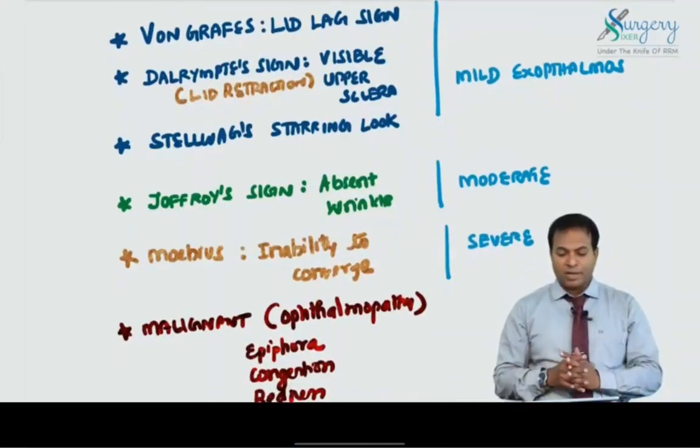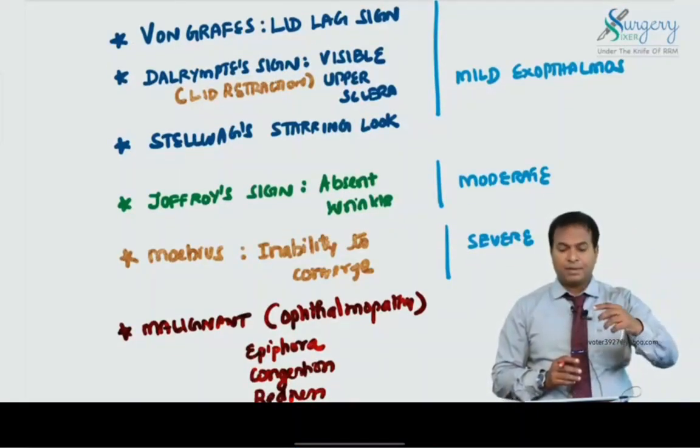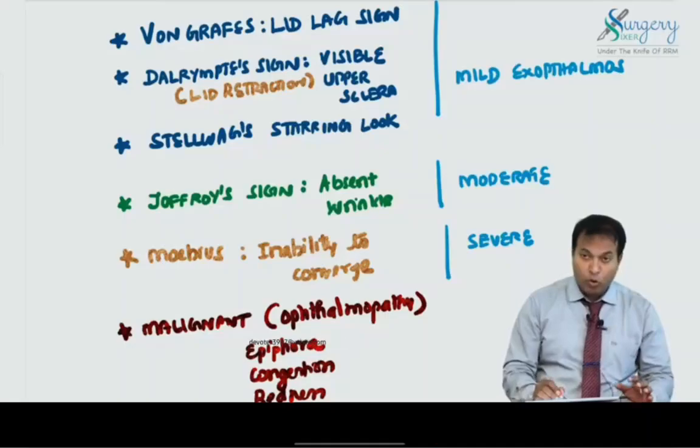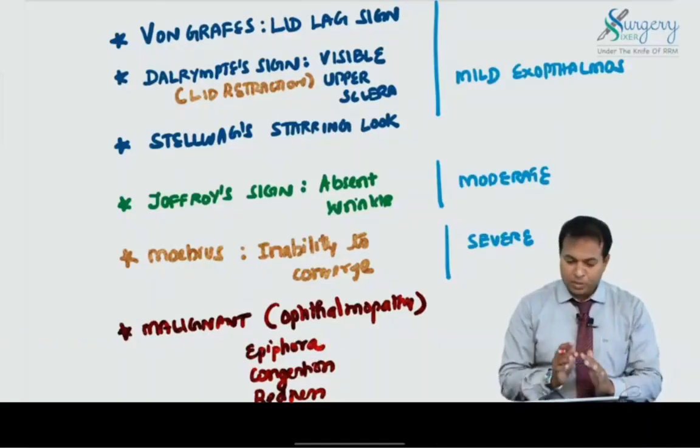So these are the eye signs. Von Graefe's lid lag sign, Dalrymple's lid retraction sign, Stellwag's staring look, Joffroy's absent wrinkle sign, and Mobius inability to converge the eyeballs. All these eye signs I want you to remember. So please don't forget them.